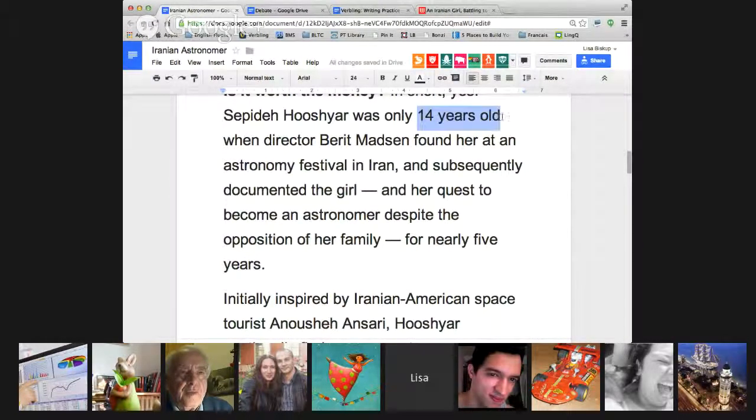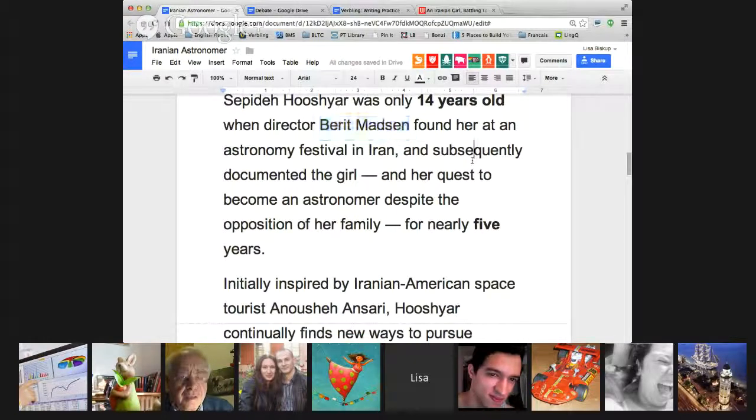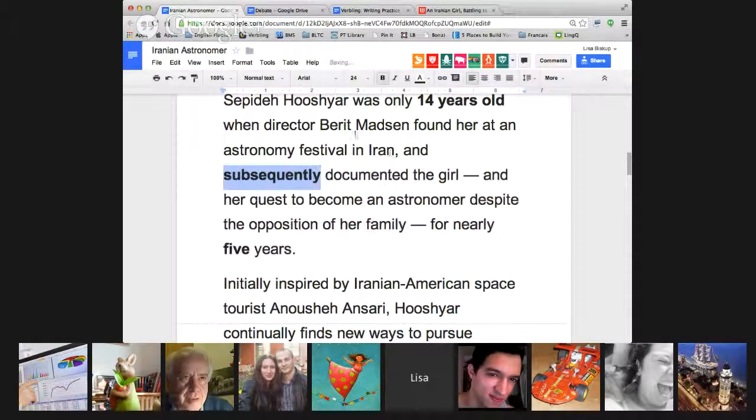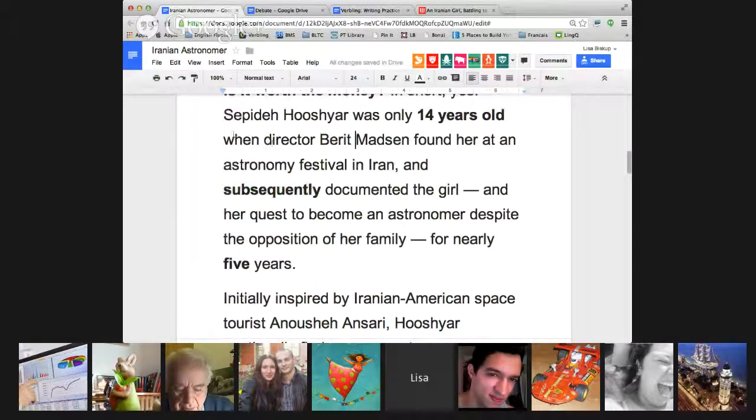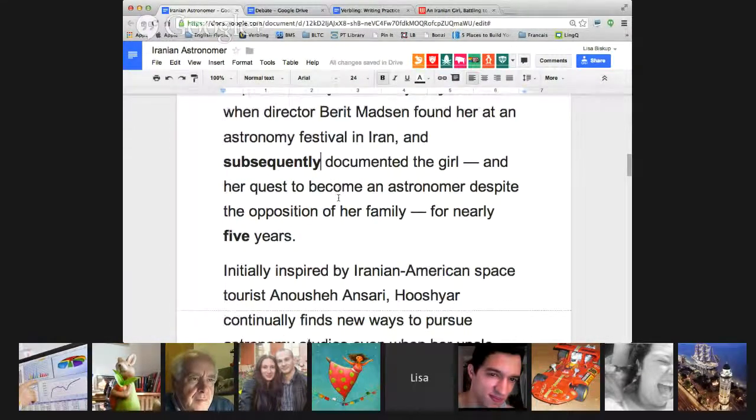So that started when she was 14, and it's been going for 5 years, so she's almost 20. She was found by the director. I think she's from Denmark. She's a Danish director. And this word, subsequently: the action here is that the director found her at this festival and then made the documentary. So subsequently means something that happened after the first thing that happened. It happened in the past, but after the first thing you were talking about. So she met her and then she started making the documentary.